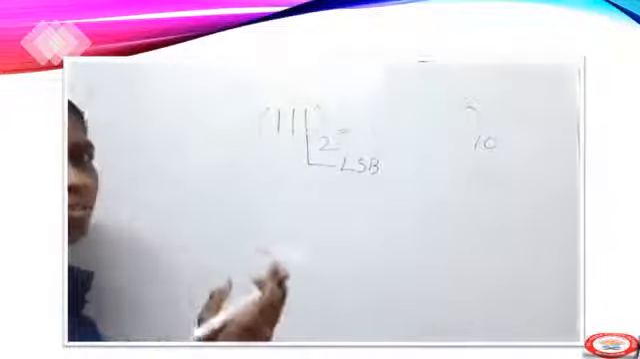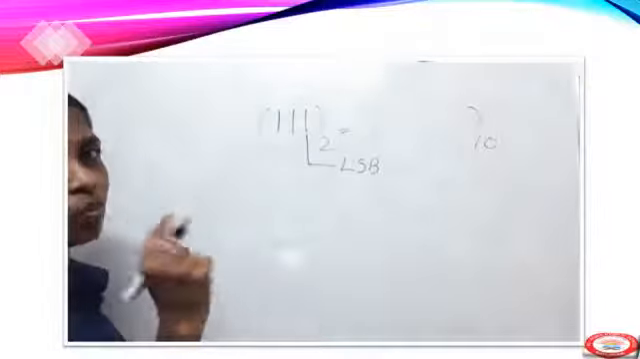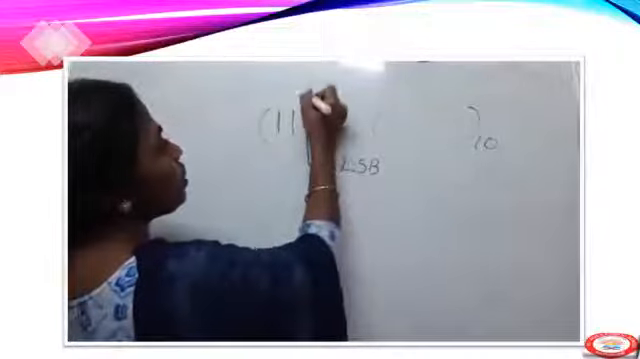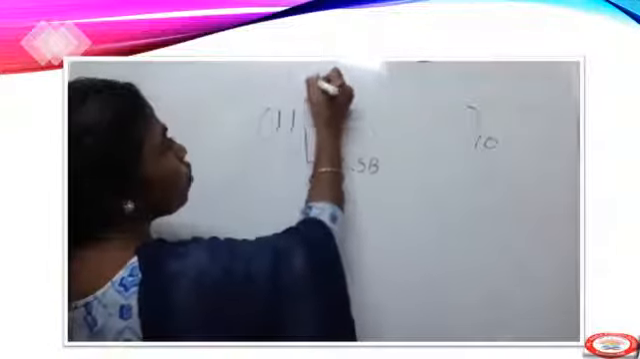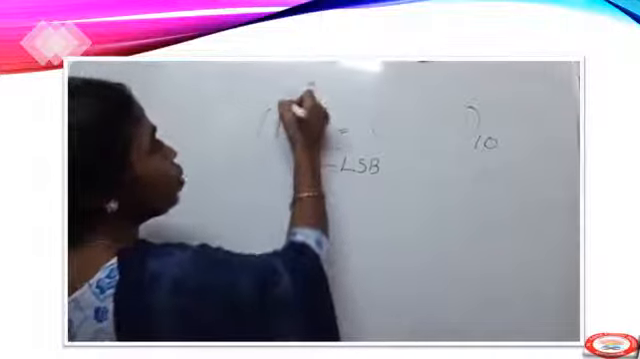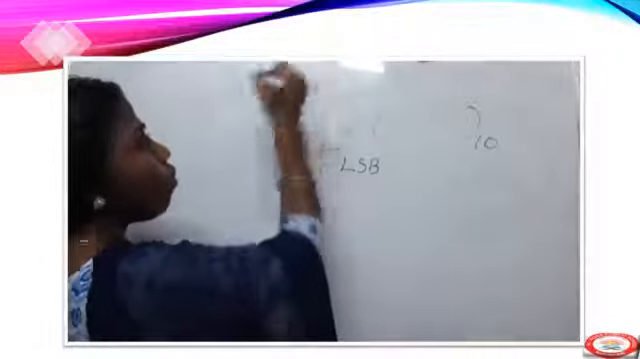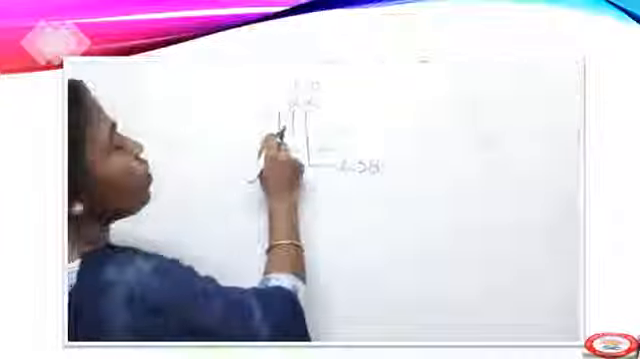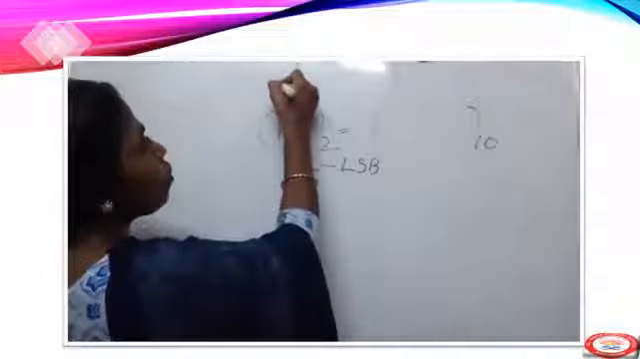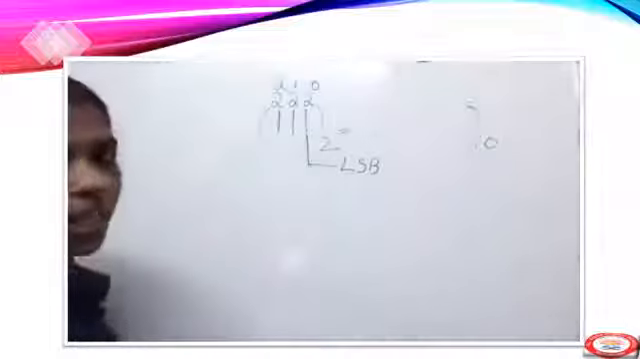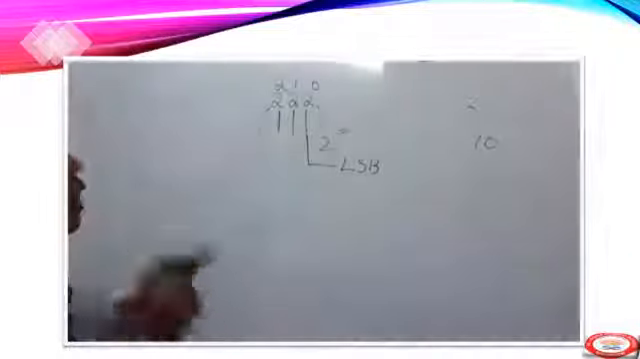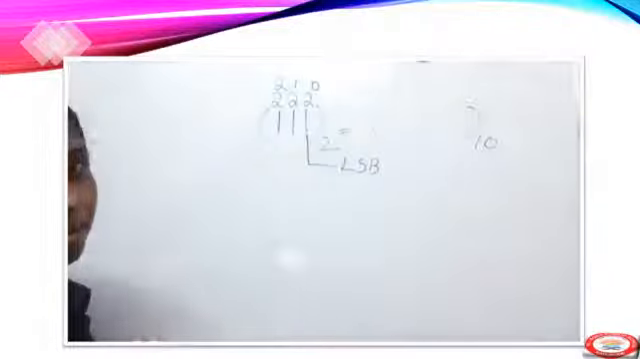Then the next step, we have to find out the place value of this binary number. Then what's the place value of this one? That is equal to 2 to the power of 0. Then what's the place value of this one? That is equal to 2 to the power of 1. Then what's the place value of this one? That is equal to 2 to the power of 2. Clear? Next, we have to multiply by the place value of each bit.